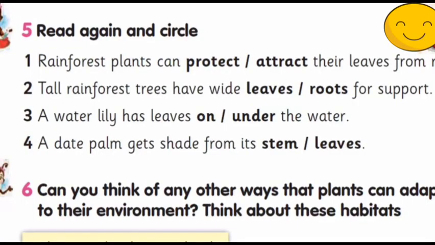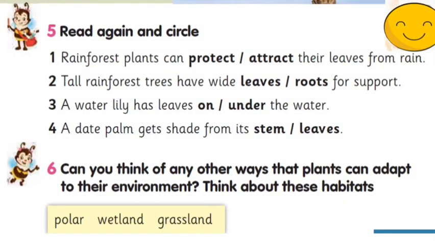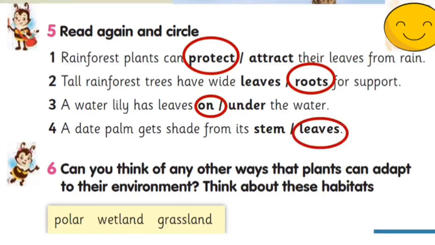Okay, let's check your answers. Number 1, rainforest plants can, yes, protect their leaves from rain. Number 2, tall rainforest trees have wide roots for support. Number 3, a water lily has leaves on the water. Excellent, great. Number 4, a date palm gets shade from its leaves. Super!